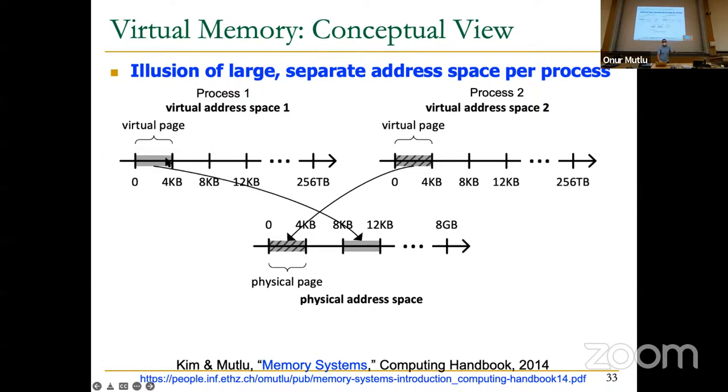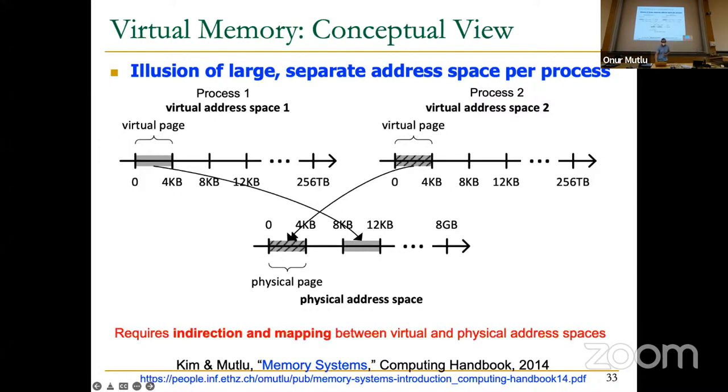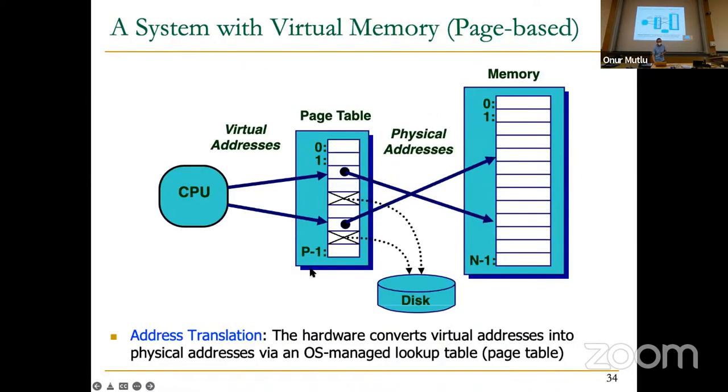So both processes can safely reference their own virtual page zeros without interfering with each other, because there's an address translation mechanism in between, a mapping mechanism that maps them to different locations. Right? So that's the basic idea. And to be able to do this, you need that indirection and mapping that essentially sits in between the processes and the physical address space. That's the indirection mapping mechanism. Basically, it's called a page table in systems.